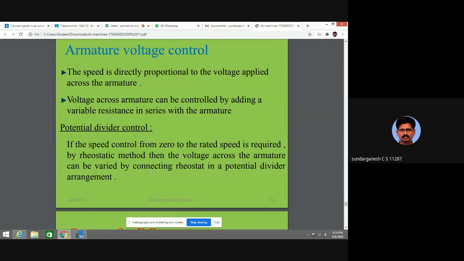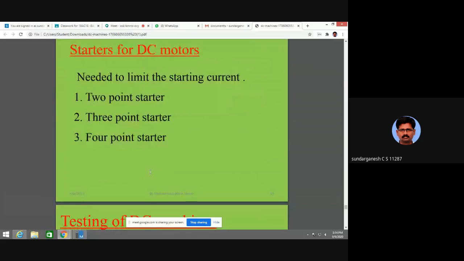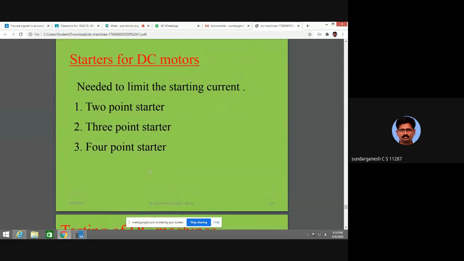Here you can change the speed from 0 to the rated speed by using a rheostat. The rheostat is variable and is connected in the armature. This method is called the potential divider control method.